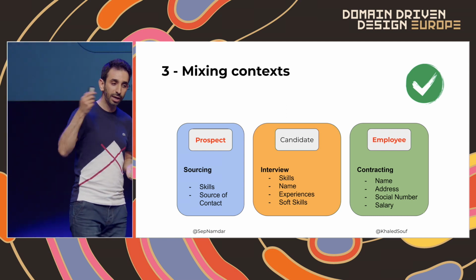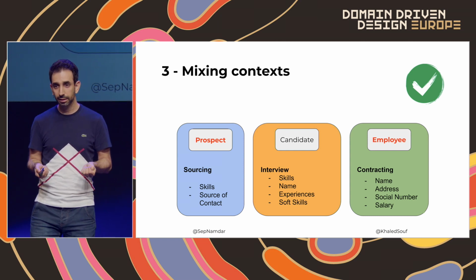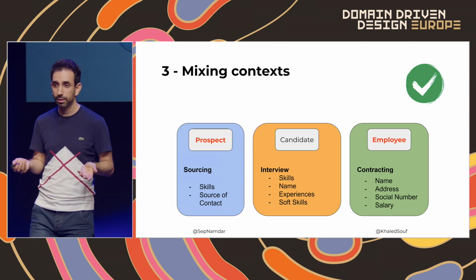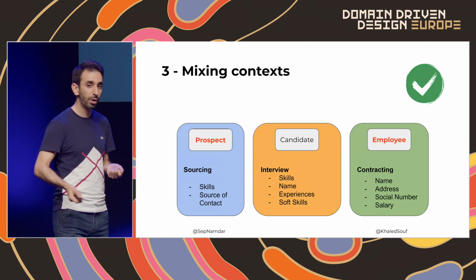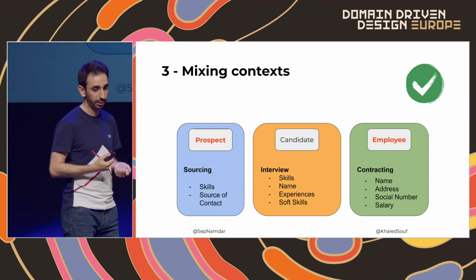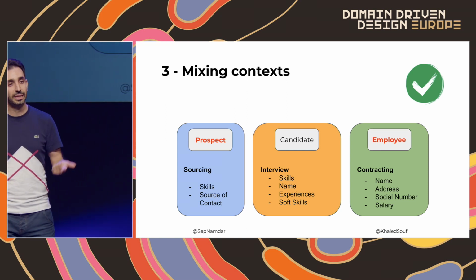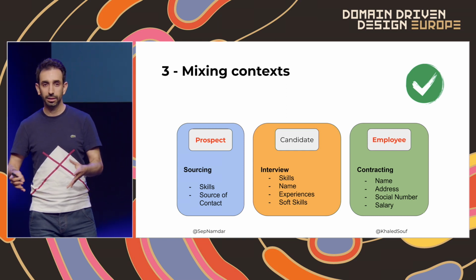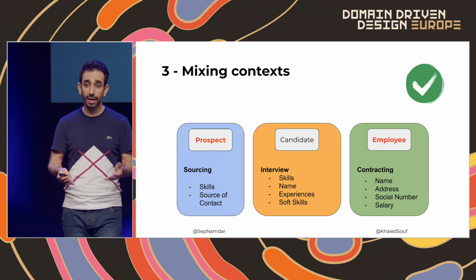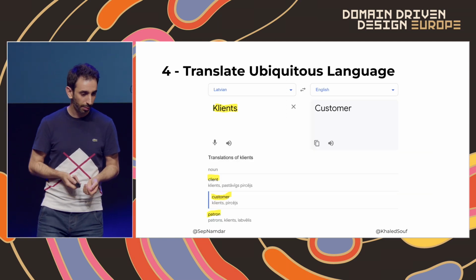And in the contracting bounded context, it's not a candidate. It's already an employee. We want to sign a contract with him, okay? It's a part of our company now. So it's an employee, it's not a candidate. So in this example, we can see how isolating things in their own bounded context can help us find better names, okay? That's important.